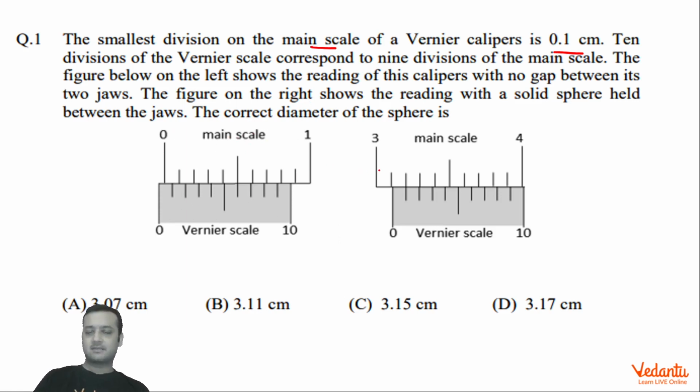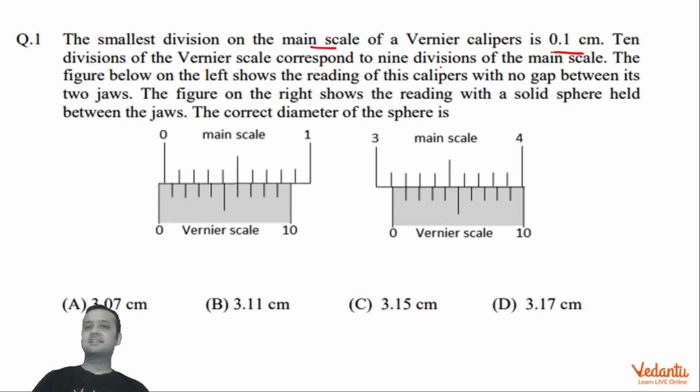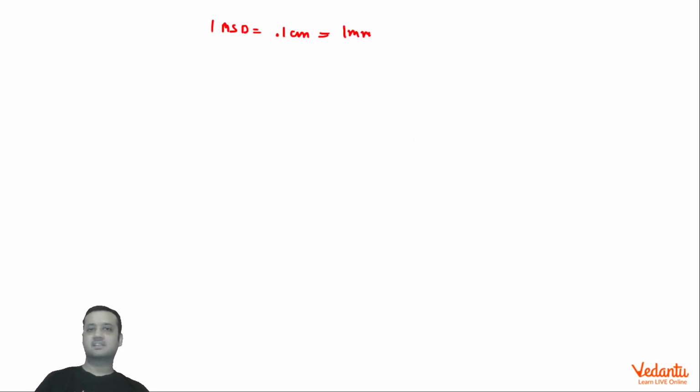Now a sphere has been measured, the diameter of the sphere is measured using this vernier caliper, and we have to find the diameter. So let's do some standard calculations. As you can see, one main scale division is nothing but 0.1 centimeter as given in the question. So that will become 1 mm, right? Now it's given that 9 main scale divisions coincide with 10 vernier scale divisions. So basically 10 VSD will be equal to 9 MSD, which will mean one vernier scale division is nothing but 0.9 mm.